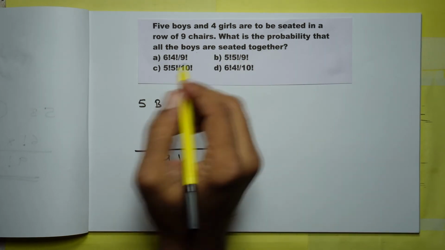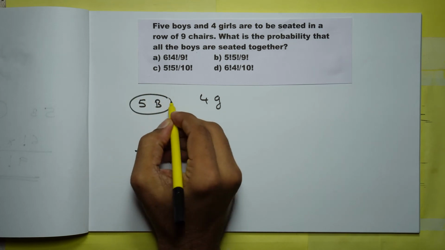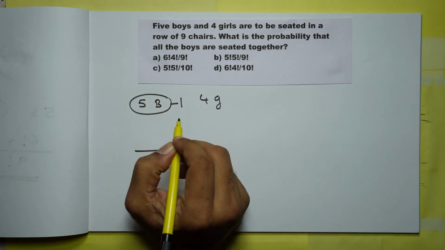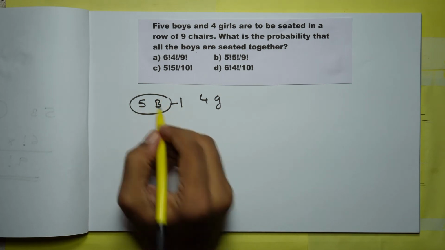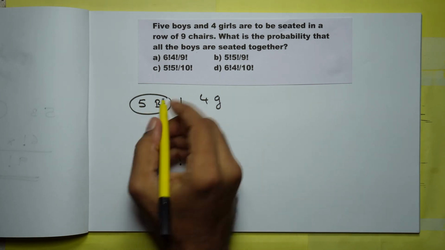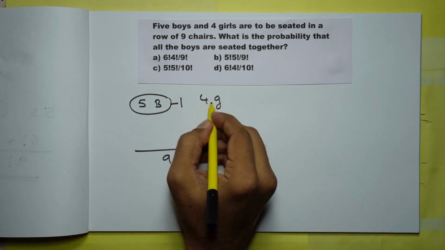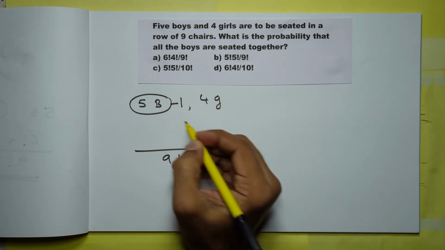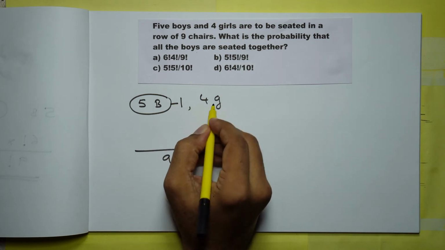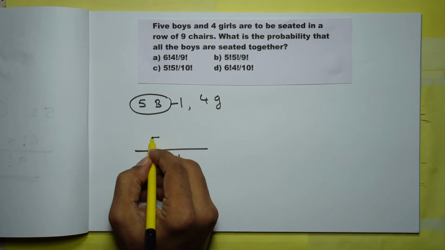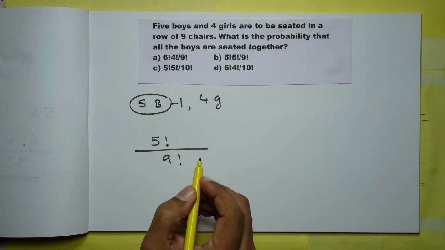All the boys are together means bring the 5 boys together and treat it as one person. If you treat it as one person, then all the 5 boys will always be together. So 4 girls are there and this one person is also there. So 4 girls plus this one, effectively 5 people, and they can be interchanged in 5 factorial ways.